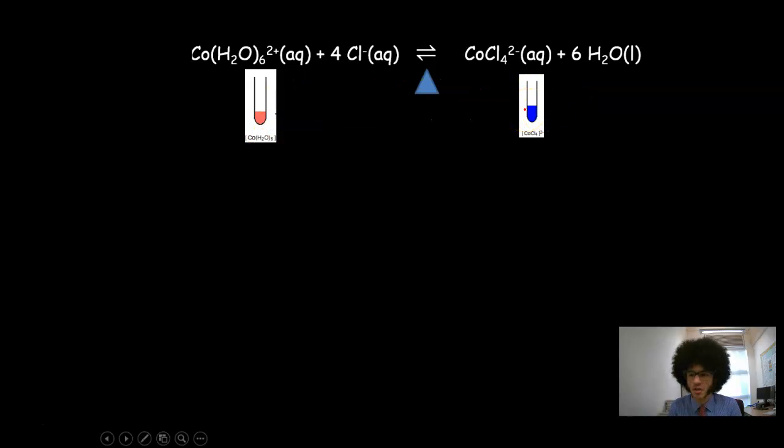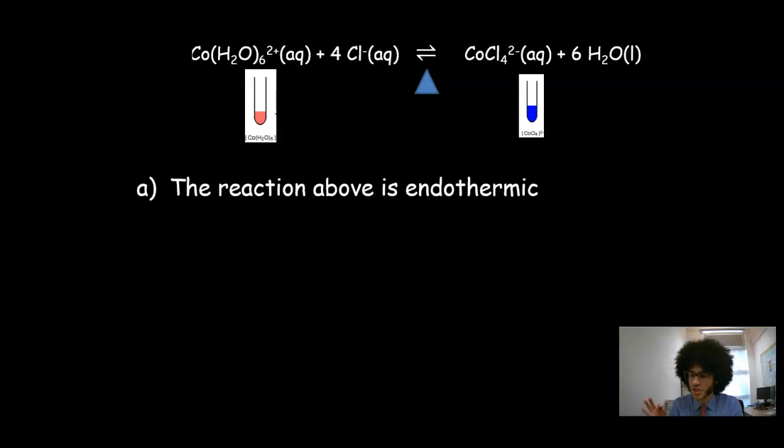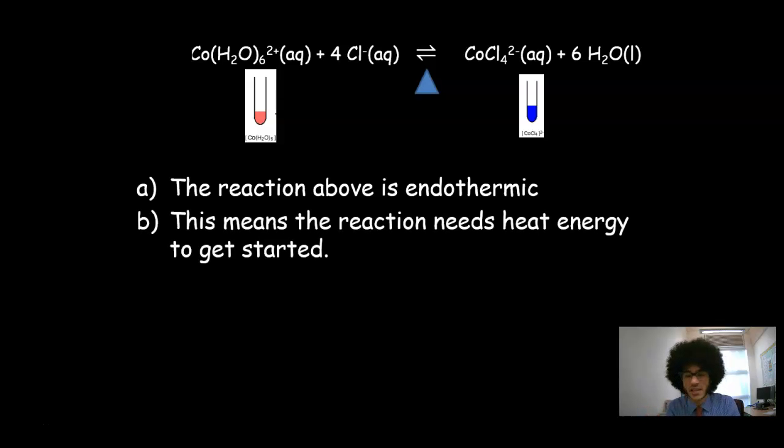It's quite a good experiment you can do in the lab. Not very good for a video because you have to wait for several minutes, and even then, instead of turning blue, it sort of turns a deep purple. It's okay, but it's not perfect. Anyway. So, now the reaction above is endothermic. Okay, now if it's endothermic, what that means is that the reaction needs heat energy in order to get started.